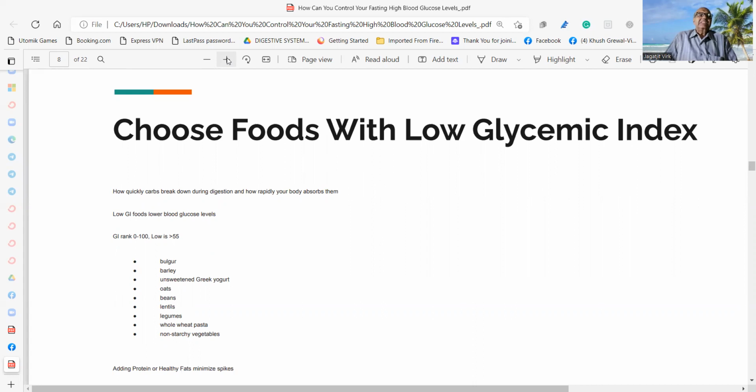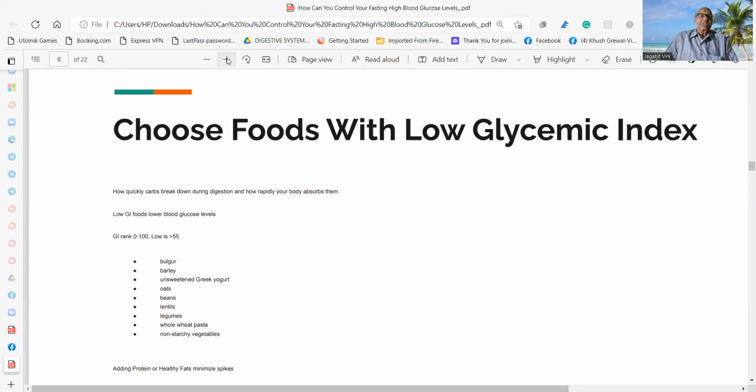The glycemic index range is 0 to 100, and below 55 is low glycemic index. Low glycemic index foods include bulgur or dalia, barley, unsweetened Greek yogurt, oats, beans, lentils, legumes, whole wheat pasta, and non-starchy vegetables. All these are low glycemic index foods.